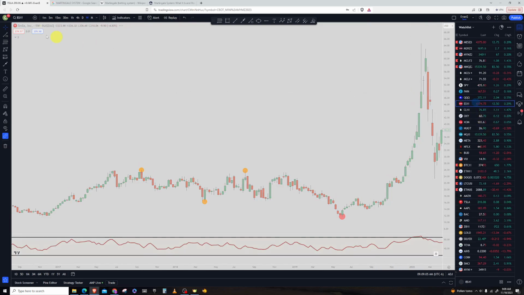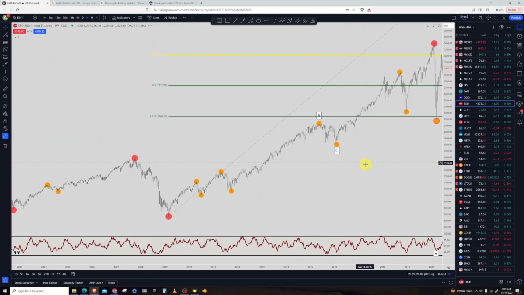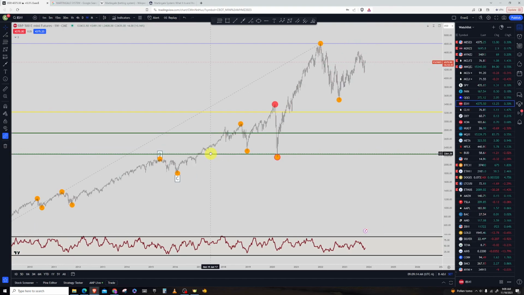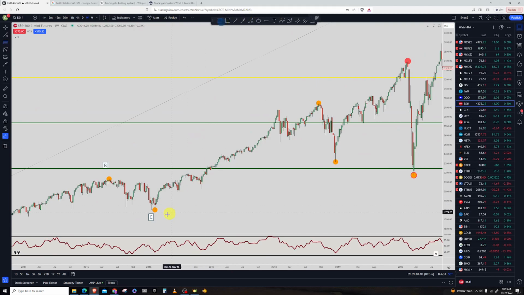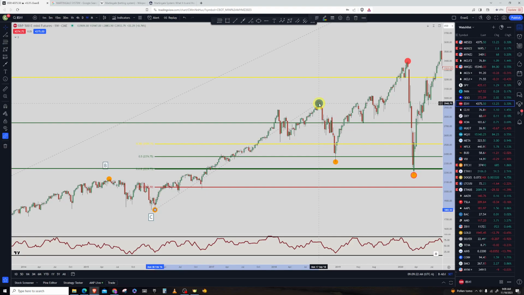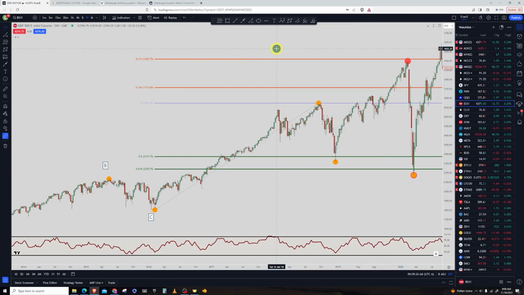If you want to look at the long-term S&P 500 right here, let's see here. I don't think we're in any right now. Let's see about this one. I think this one hit the 38%. I don't know if it hit the 50. Oh, it did. Okay, yeah. So this one will work. So let's get rid of this one right here.